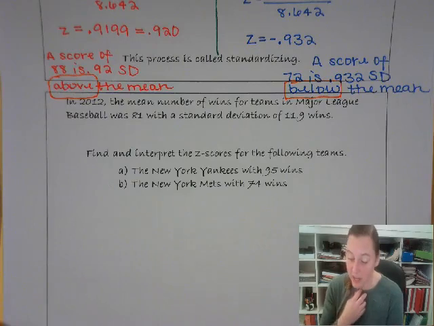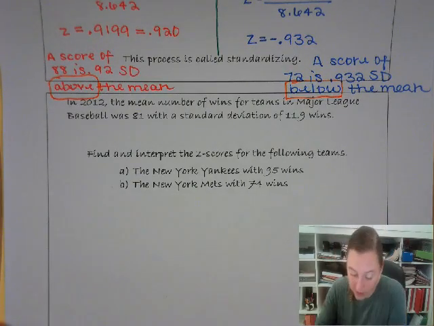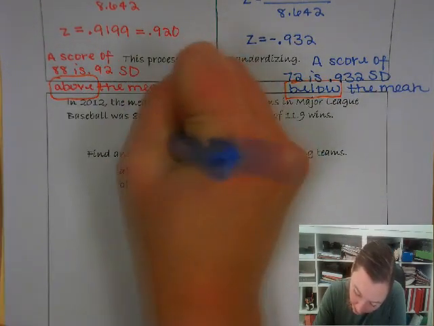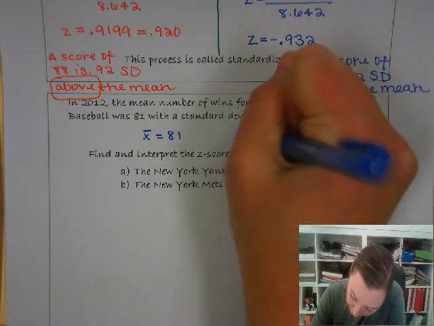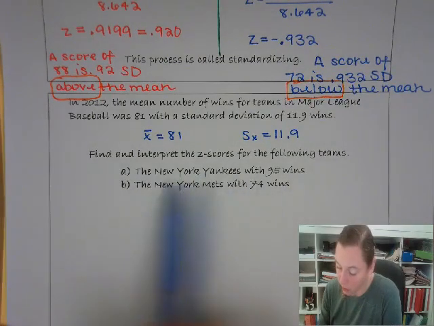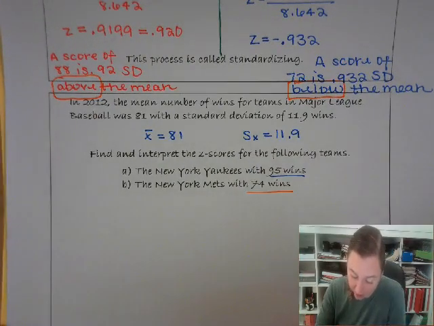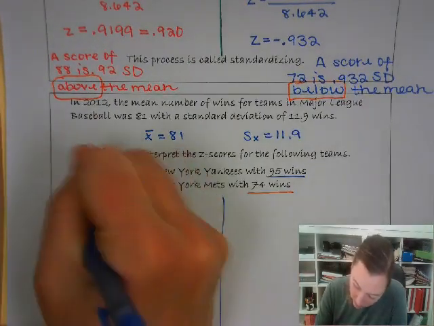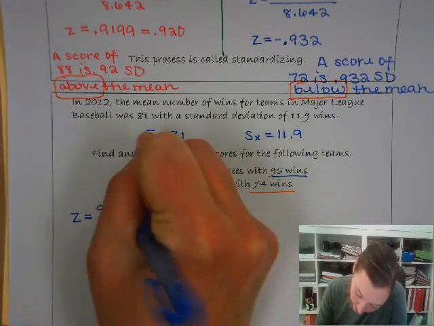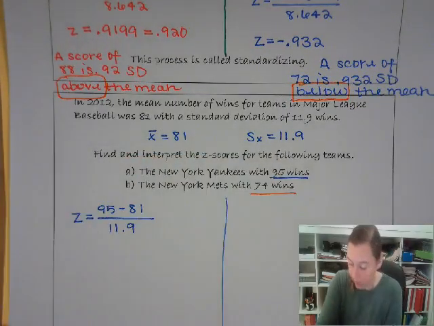On this one, it says in 2012, the mean number of wins for teams in Major League Baseball was 81 and a standard deviation of 11.9. So average, standard deviation, and then we're going to find and interpret the z-scores for the New York Yankees, who had 95 wins, and then the New York Mets with 74 wins. So we're going to take 95 minus 81, our average, divided by 11.9.